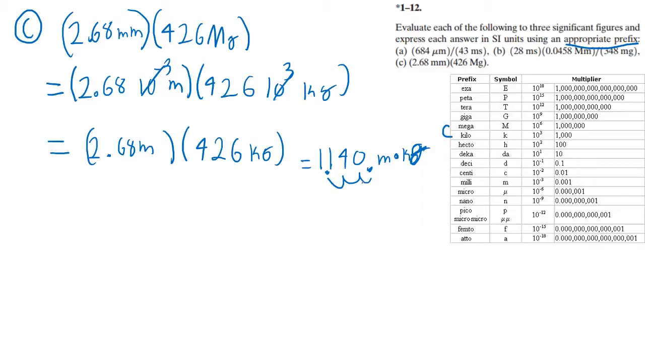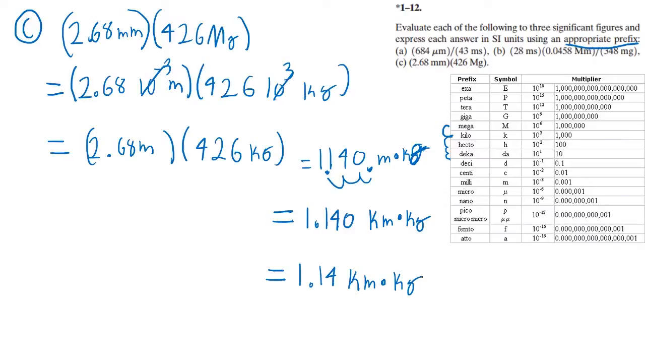So if we're making the number smaller by a magnitude of 10 to the third, we're making the unit larger by a magnitude of 10 to the third. Therefore we go 1, 2, 3, and we're at kilo. So 1.14 kilometers multiplied by kilograms. That is 3 sig figs, oriented around the decimal, and it's in SI units.